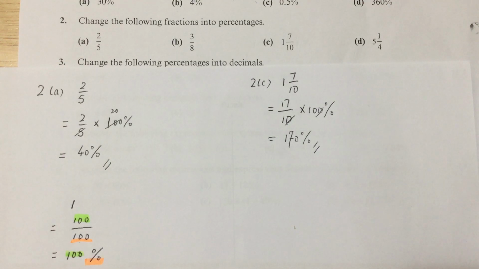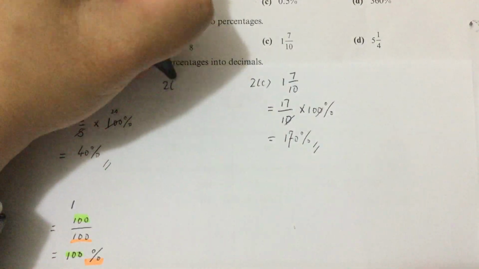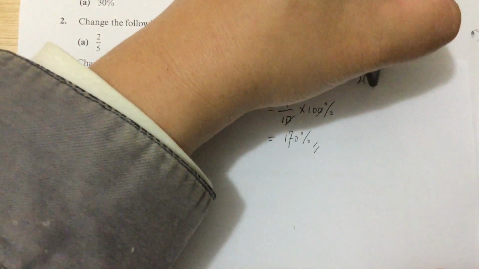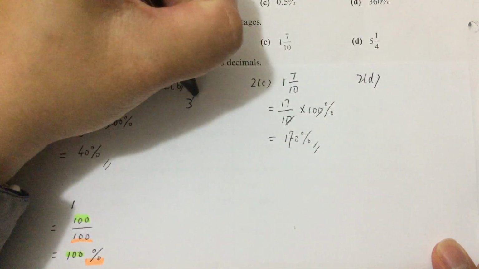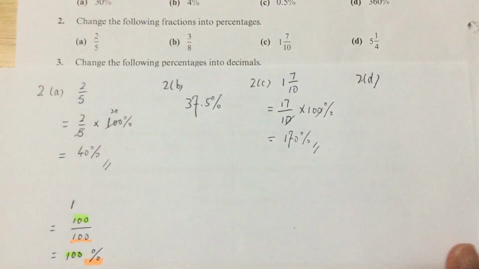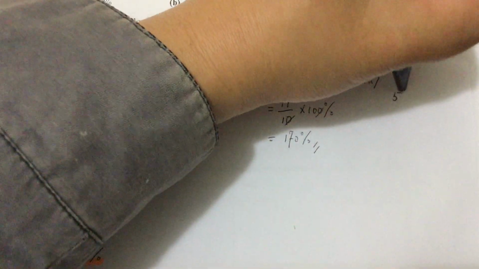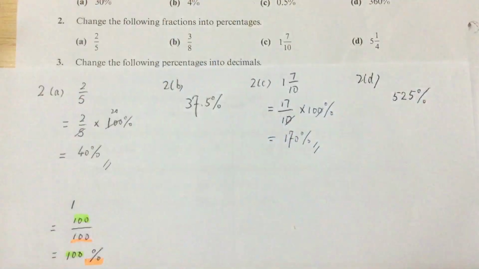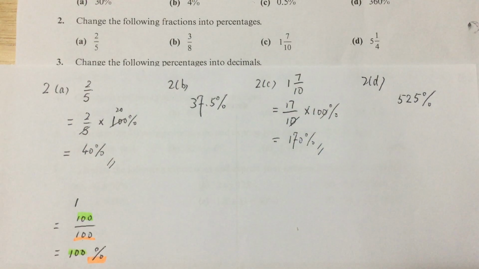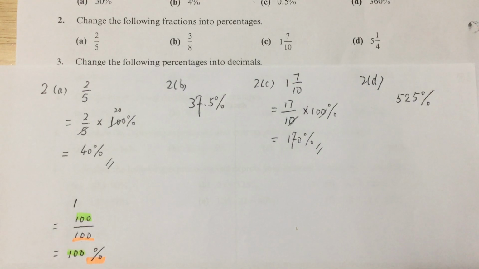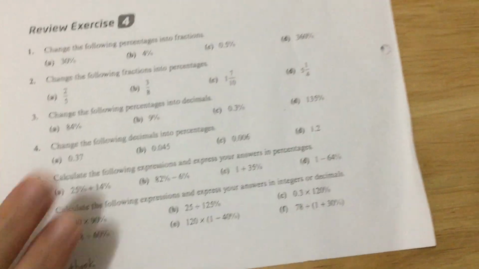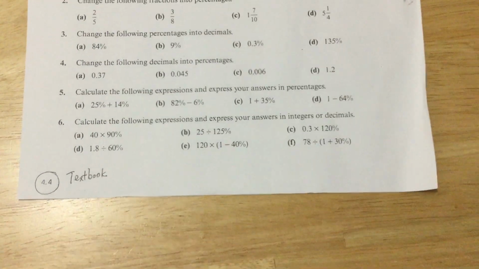Okay, now I will show you the answer for 2B and 2D. The answer for 2B is 37.5%. For 2D, the answer is 525%, a very big number, in case it's not big enough. Okay, now we have finished question 2, and we will go to question 3. If you cannot finish, please pause your video now. Now we do question 3. I'm going to have another new paper for you.